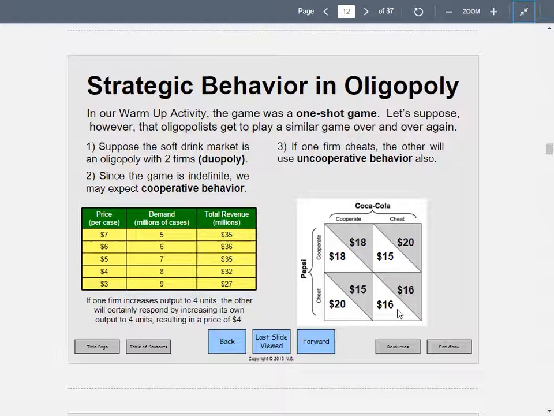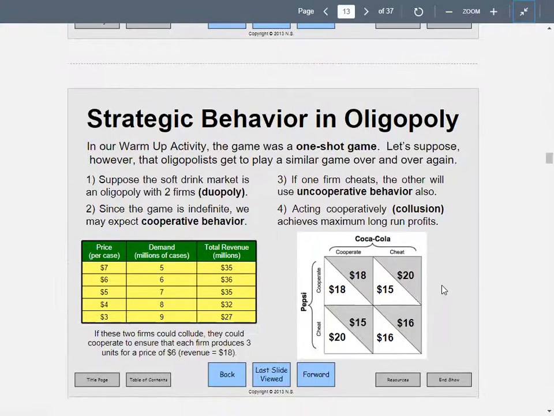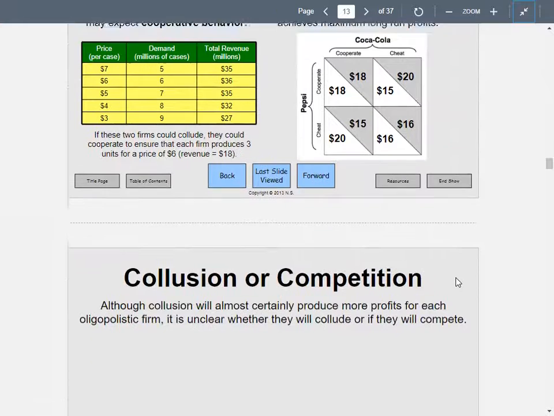So it's in their best interest over time to both cooperate, where they both make better money than if they both cheat and better money than if they go off and on cheating on each other. So acting cooperatively, which is known as collusion, achieves maximum long-run profits.